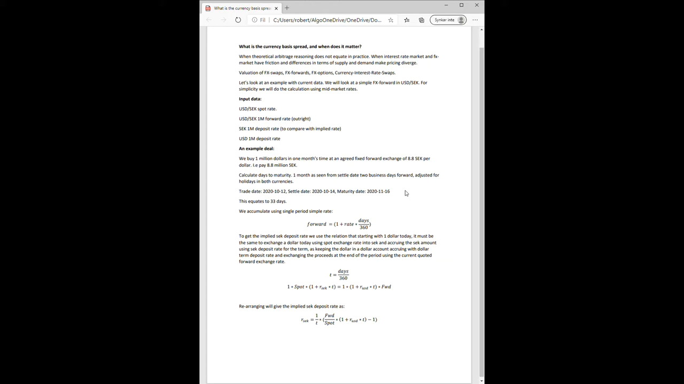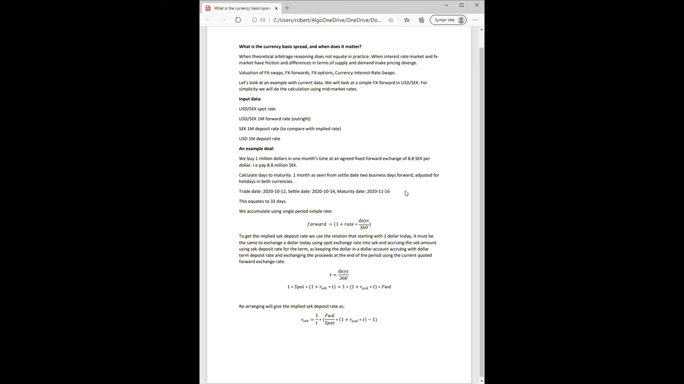And this is due to the fact that the FX market and the interest rate market are not perfectly aligned. There are purchasing power displacements in the different markets. And we will see how to get to that. So I've made an example.